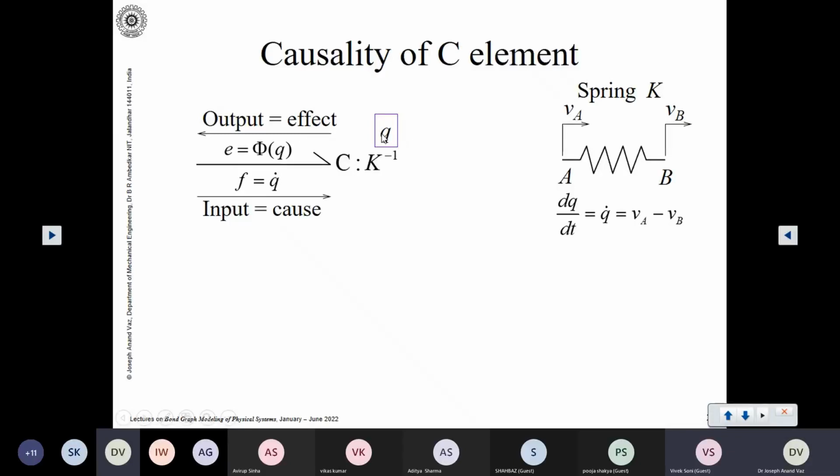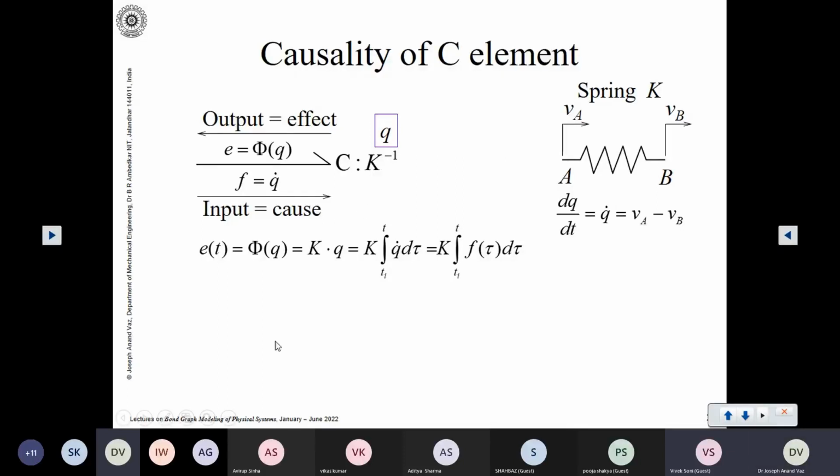If the spring is linear, then as you said, K into Q. So you will get the force that is linear. But if it is a non-linear spring, it could be quadratic, it could be a polynomial spring. Most of the springs in nature are non-linear. In a very vast range, they may behave linearly, but throughout the range, they are not linear. So the relationship again goes the same way. The output, that is the effect, that is effort in this case, is a function of the generalized displacement, which is the state of this C element.